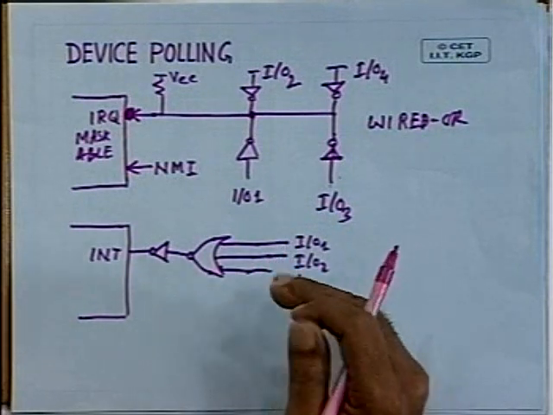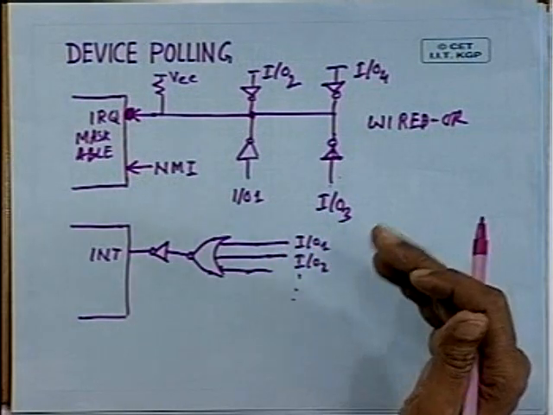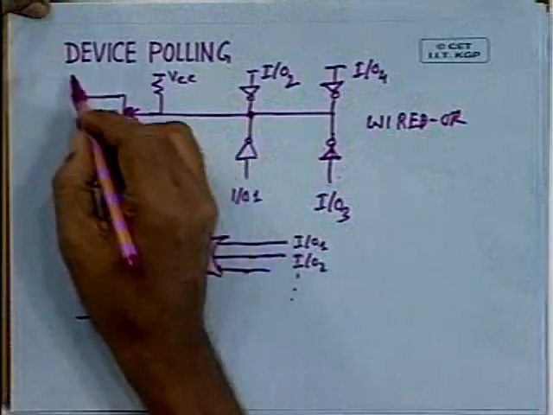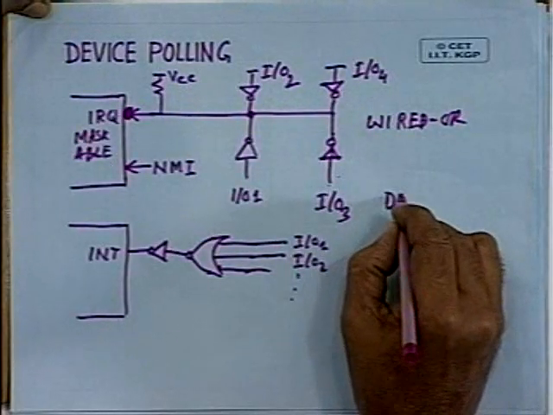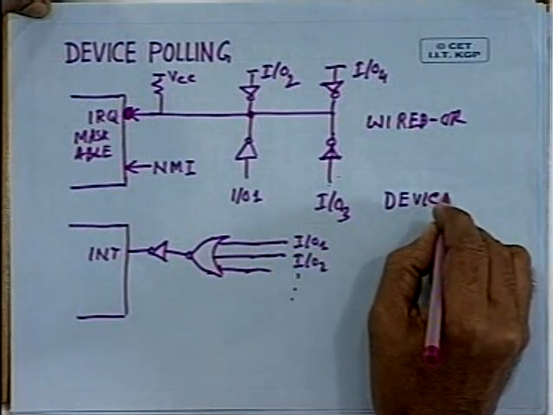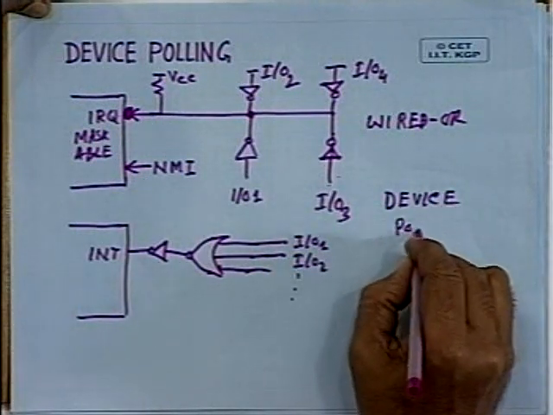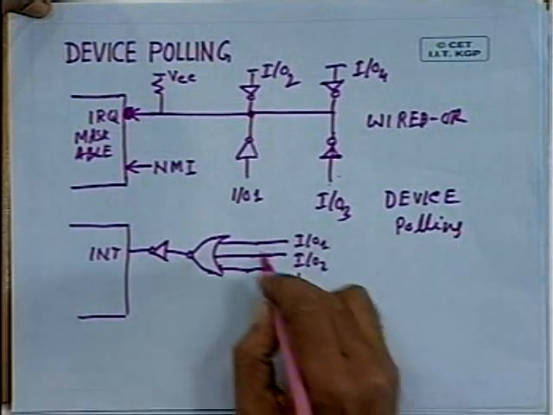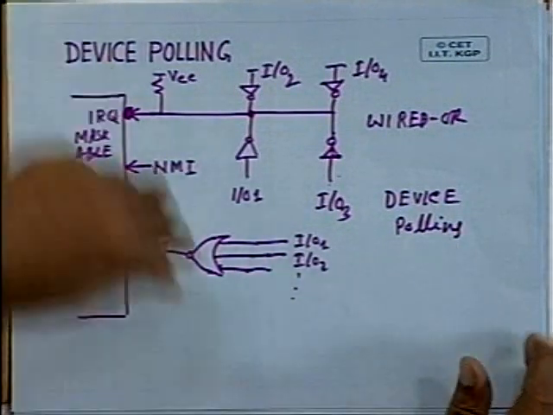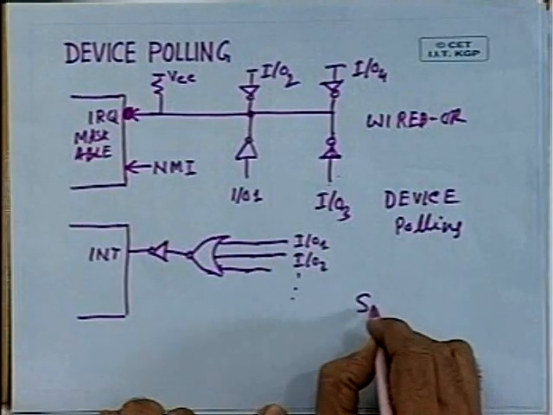But whenever interrupt is coming from a number of I/O devices, the CPU must know from where the interrupt has come. So to do that, you have to use what is known as device polling. Device polling has to be used to identify the source of interrupt. How can it be done? There are two basic approaches. One is known as software polling.